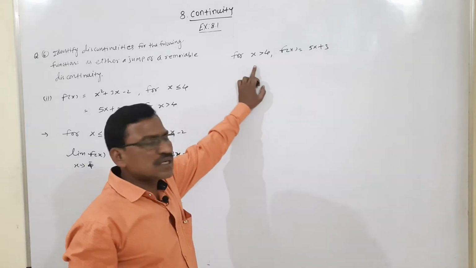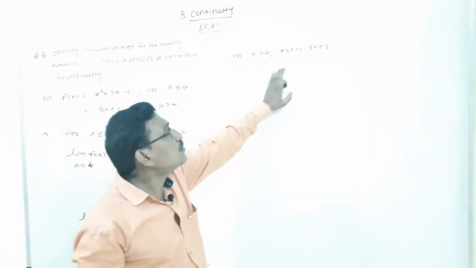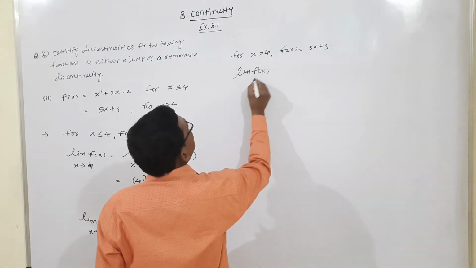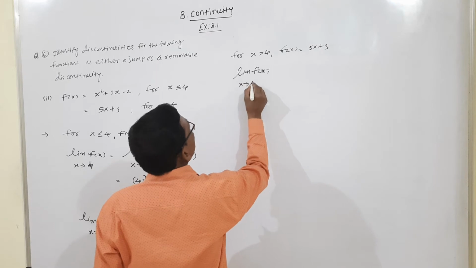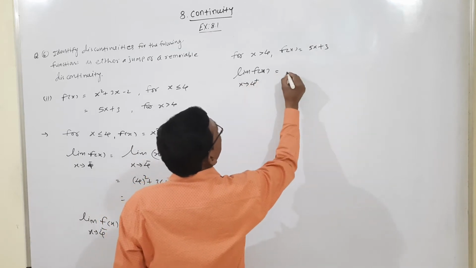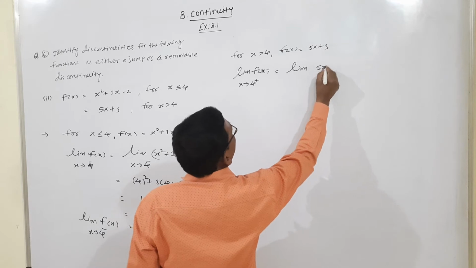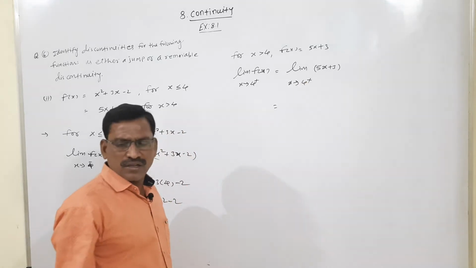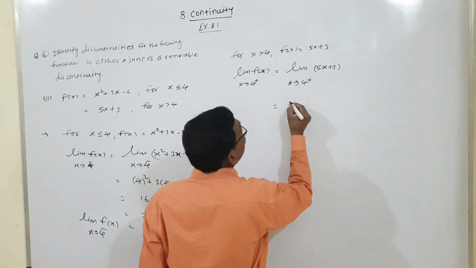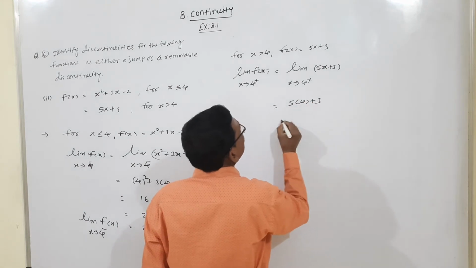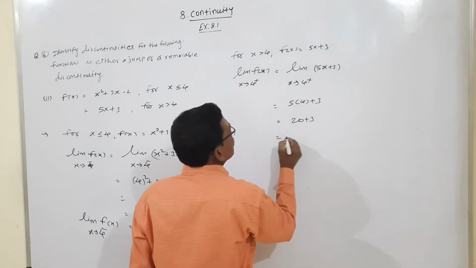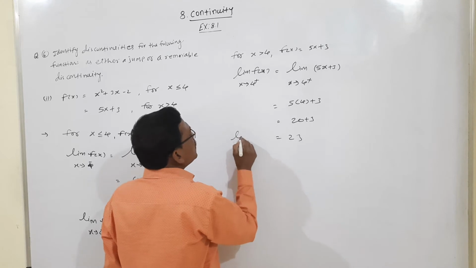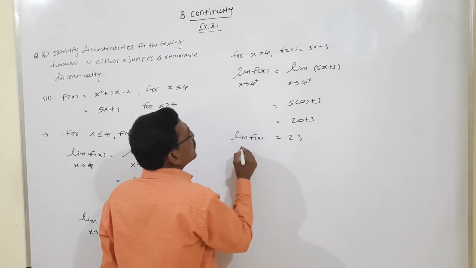Since x is greater than 4, we have to apply the right hand side limit to this function. Therefore, the limit of f of x as x tends to 4 plus is equal to the limit of 5x plus 3 as x tends to 4 plus. Apply the limit directly here: 5 into 4 plus 3, 5 fours are 20 plus 3, it is 23. Therefore the right hand side limit of this function is 23.